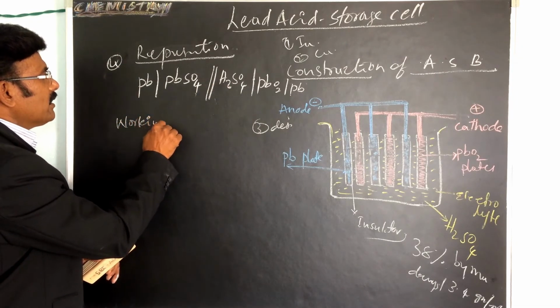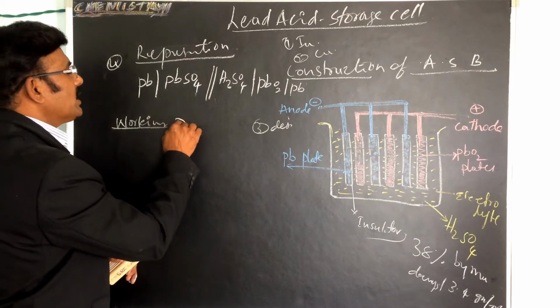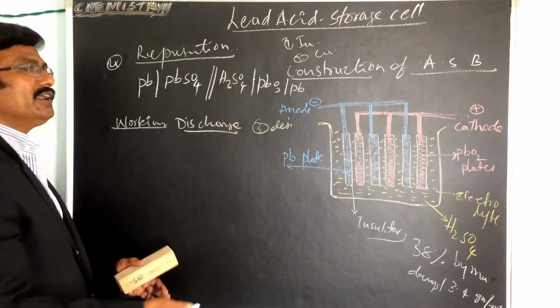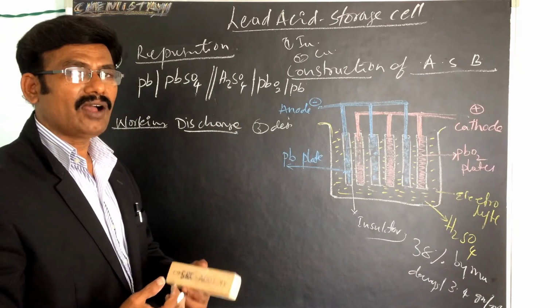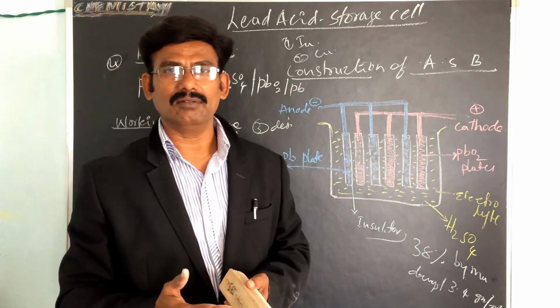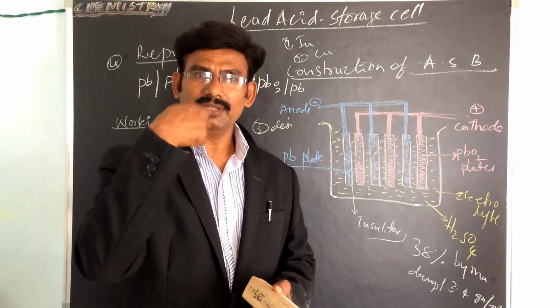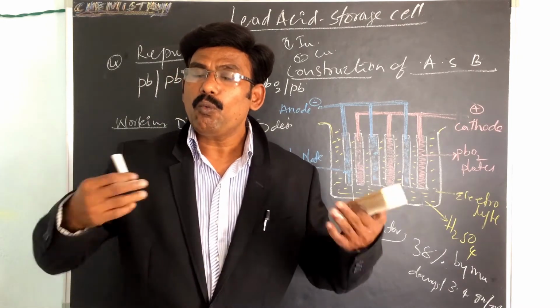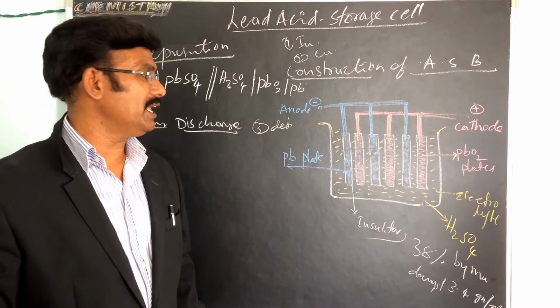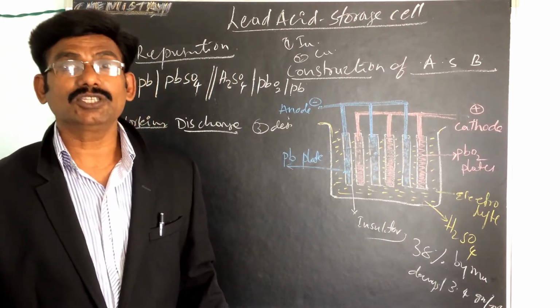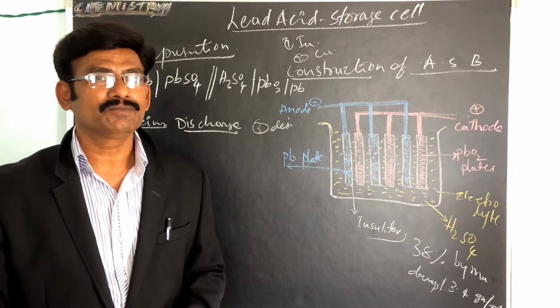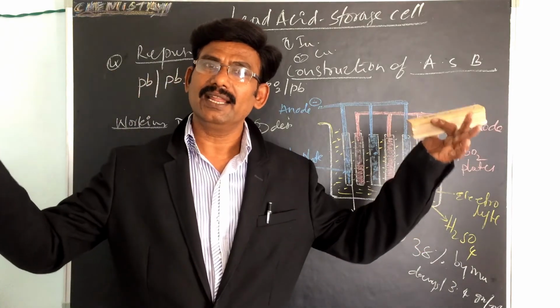In working, we mean discharging. Working condition means we are using the battery. After 1 hour the battery slows down, then again we do the charging. Charging and discharging. What happens in discharging is very important in this battery. When the lead acid storage battery operates, there is an anode and a cathode.